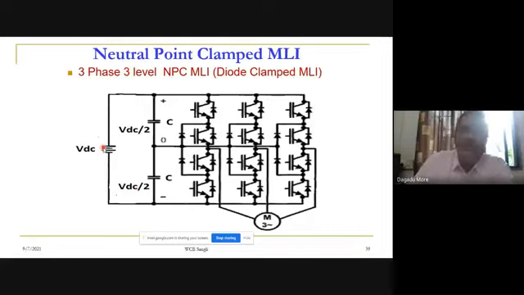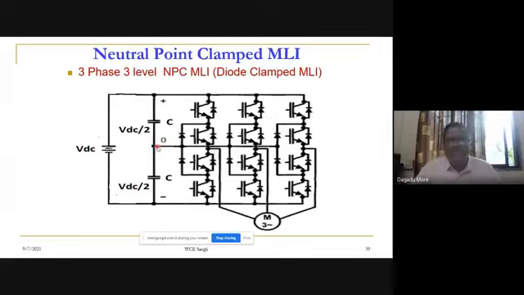So we have to use two capacitors. Here we use the capacitors to split the DC link voltage. Our DC link voltage is VDC, and we want to split it into halves, VDC by 2 and VDC by 2. So we use two capacitors of equal size, and the connection point of these two capacitors will be the 0 point, or O point, as we can call it.